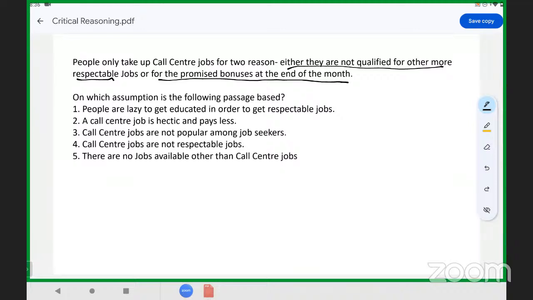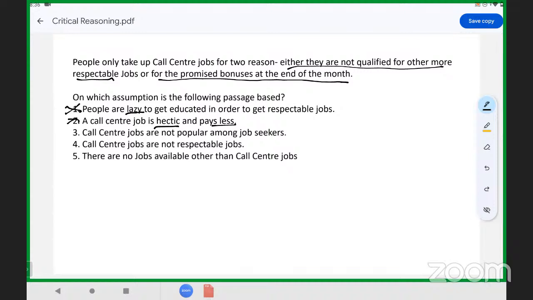First, people are lazy to get educated in order to get a respectable job. There is no mention of people's behavior or demeanor, so this won't be the correct answer. It can be easily eliminated. A call center job is hectic and pays less. Again, there is no mention about the environment of the call center job and its pay. Cancelled.